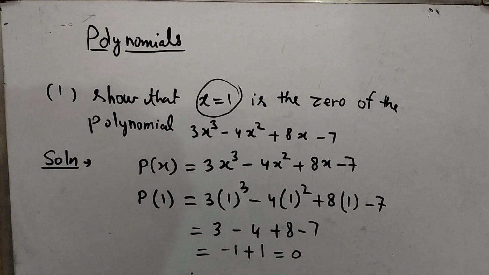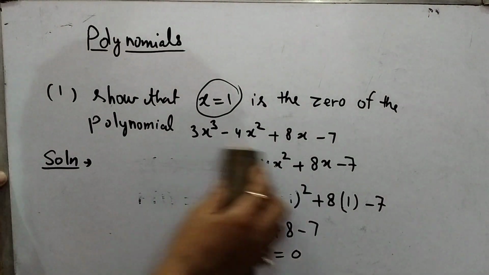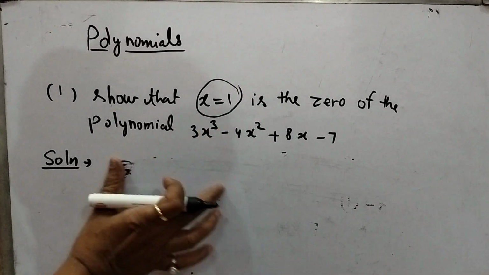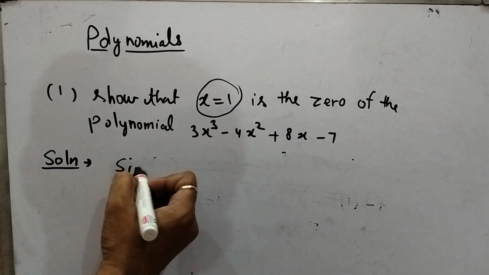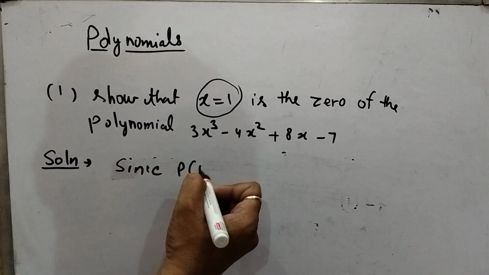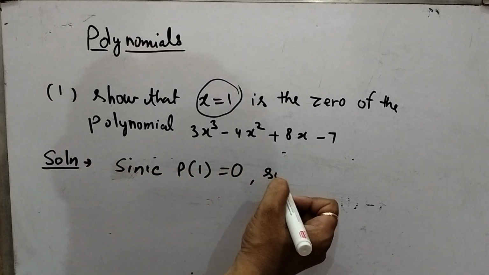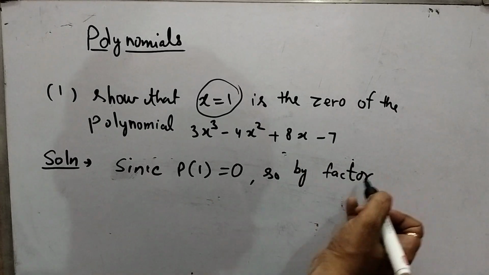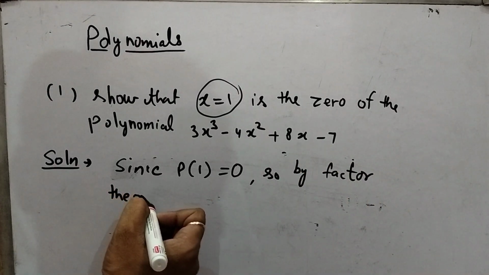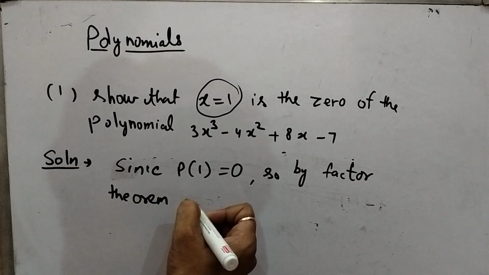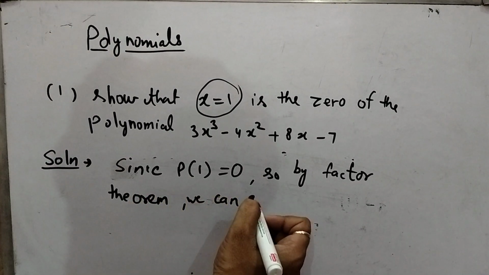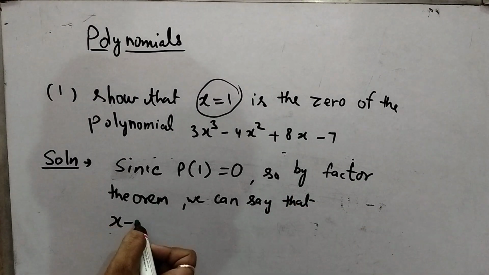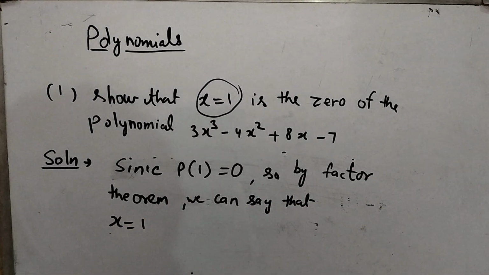So what can we write here? We can write that by the factor theorem, since p of 1 is equal to 0, we can say that x equal to 1 is the zero of the polynomial.